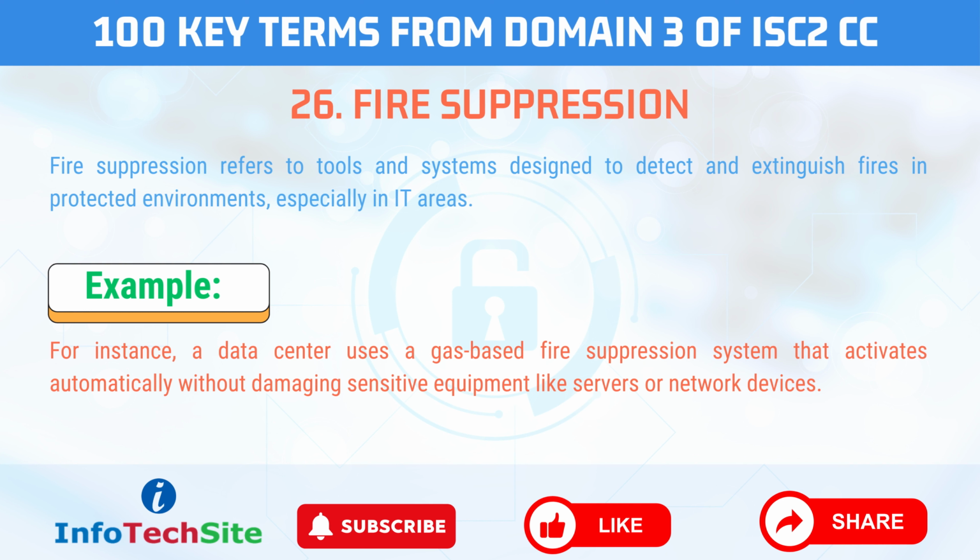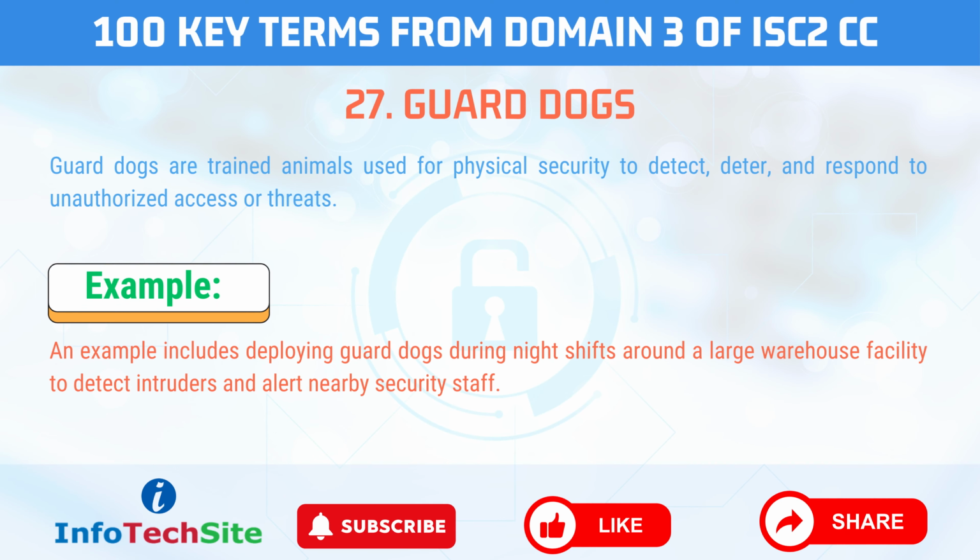26. Fire suppression. Fire suppression refers to tools and systems designed to detect and extinguish fires in protected environments, especially in IT areas. For instance, a data center uses a gas-based fire suppression system that activates automatically without damaging sensitive equipment like servers or network devices.